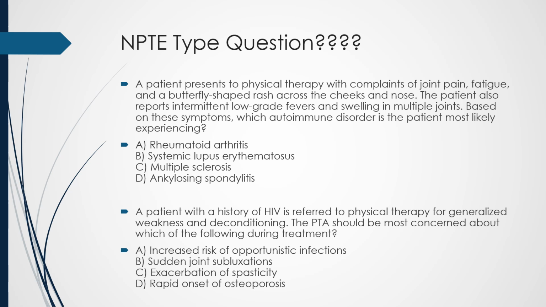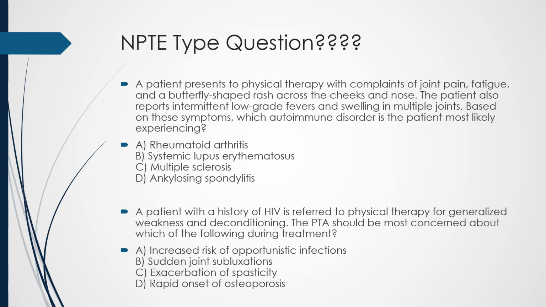The answer is B, systemic lupus erythematosus. SLE is a chronic autoimmune disorder that affects multiple organ systems. Common symptoms include joint pain, fatigue, fever, and the characteristic butterfly rash on the face. Physical therapy for patients with SLE often focuses on managing pain, improving joint mobility, and addressing fatigue through energy conservation techniques and gentle exercise programs.